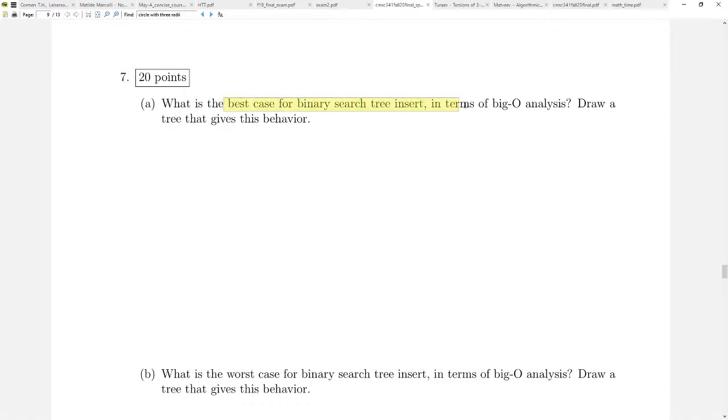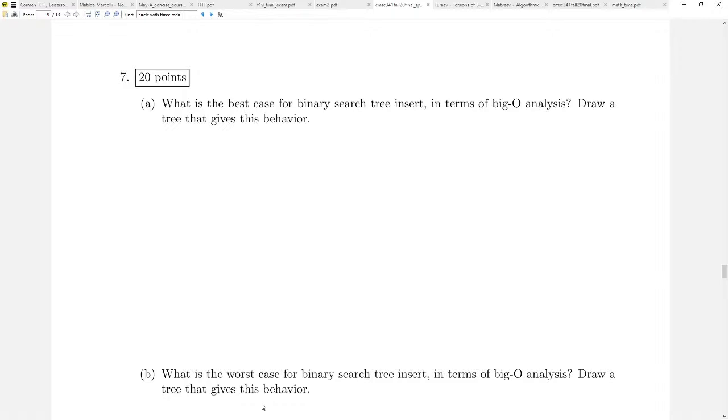So what's the best case for binary search tree insert in terms of big O analysis? Draw a tree that gives this behavior. So remember that, and I saw this from a few people all the time. Remember that if you have to go to the height of the tree, even if the height of the tree is 1, you don't call that big O of 1, right? Because the height of the tree could be anything. So what's the best case for a binary search tree insert?